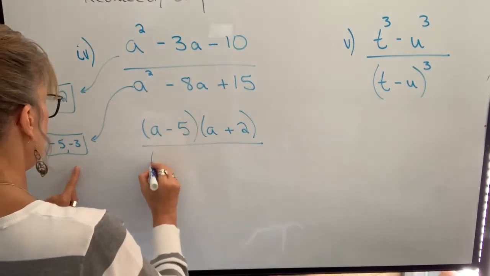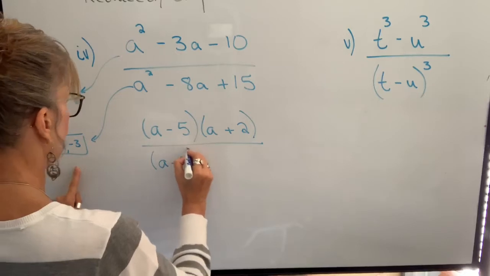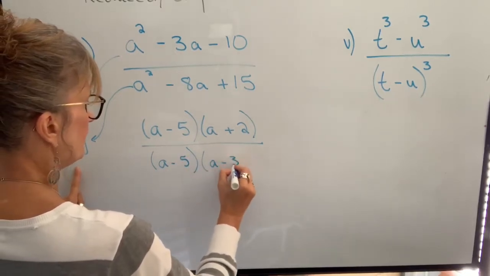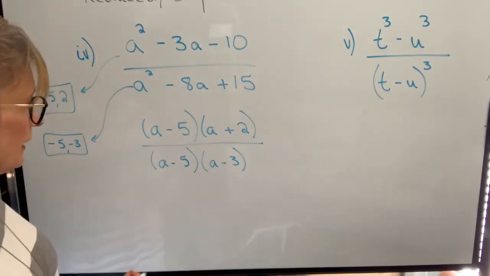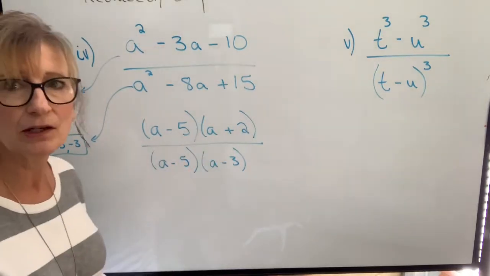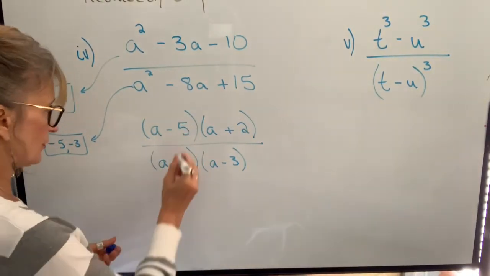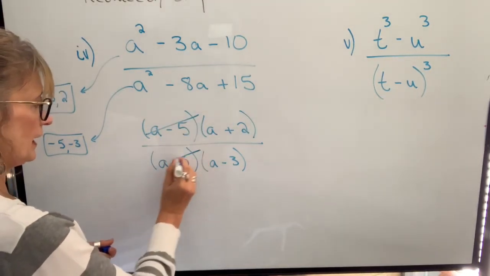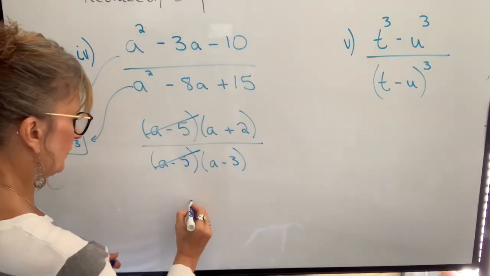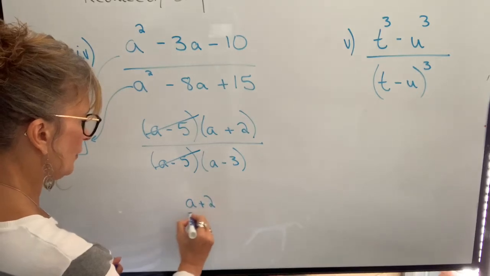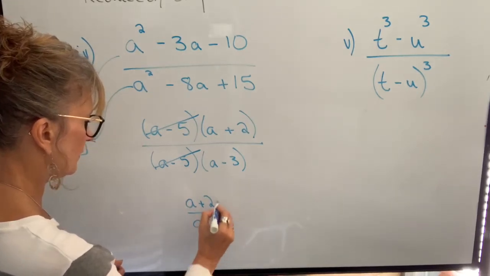So my factors here will be a minus 5 times a minus 3. Now that it's in factored form, I'm allowed to cancel. I can only cancel common factors. So I have a factor of a minus 5 in the numerator, a minus 5 in the denominator. So I'm left with a plus 2 over a minus 3.